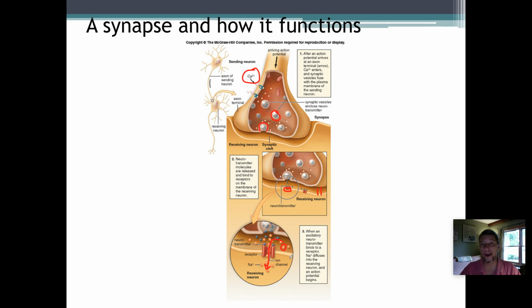If you need to, go back to the video on action potentials and watch that again so that you can see the relationship between the sodium and the potassium and how an action potential actually carries the signal down the length of the neuron.